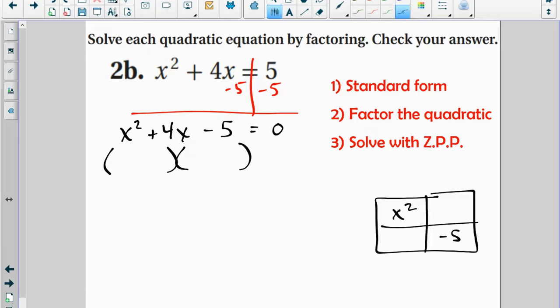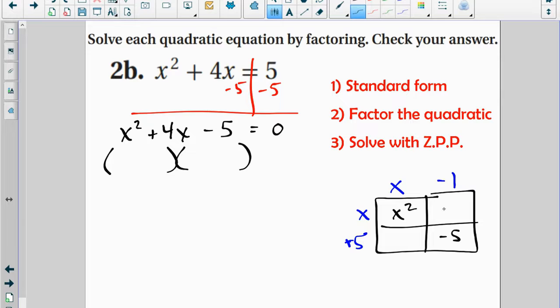All right, so let's factor what we know. We know x times x is x squared. Well, we also know that 1 times 5 is the only way that you can get 5, but one of them has to be positive, one of them has to be negative. It adds up to a positive 4x, so that means I need the bigger number to be positive. So that's the positive 5, and then the 1 is the negative 1.